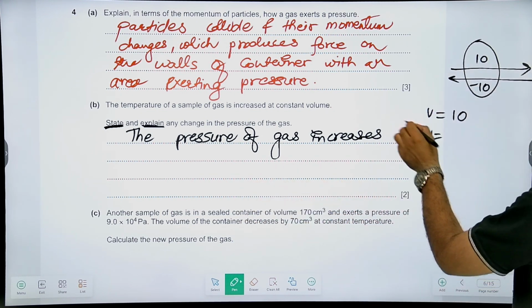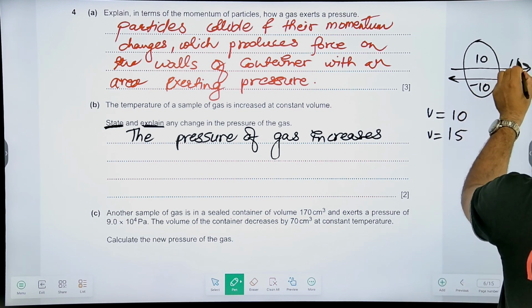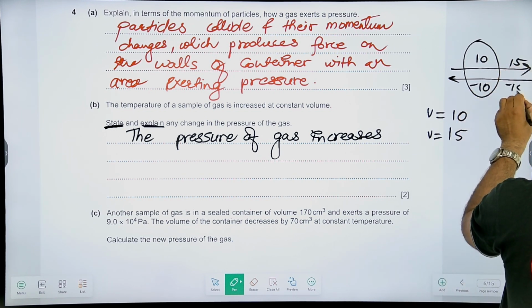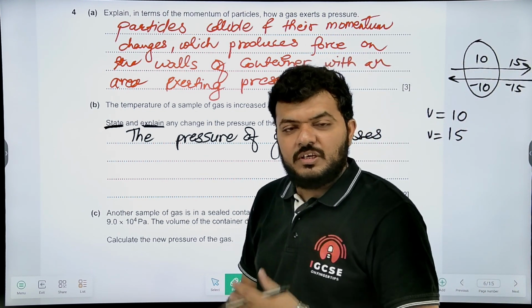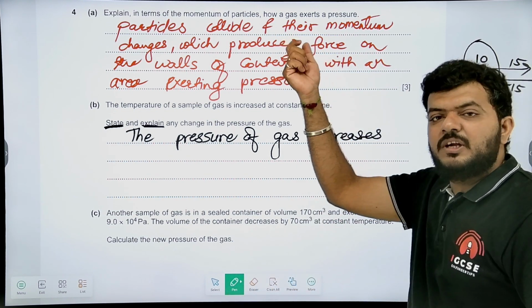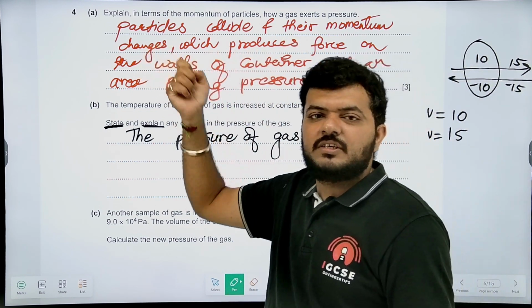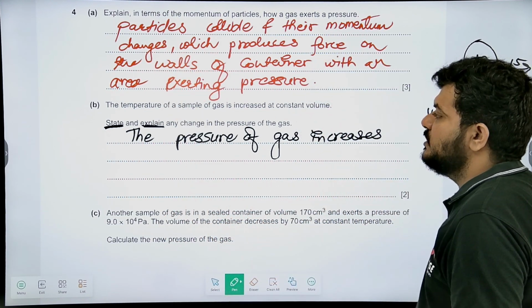Let's say because of increase in temperature, the velocity is now 15. What will happen? It goes here with 15 velocity, returns with minus 15. The change is now 30. So if the velocity is greater, the change in momentum is also greater. If the change in momentum is greater, force is greater. If force is greater, pressure is also greater. So state and explain any changes in the pressure of the gas.